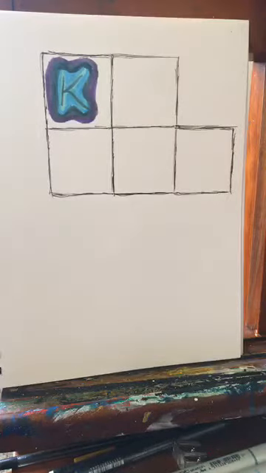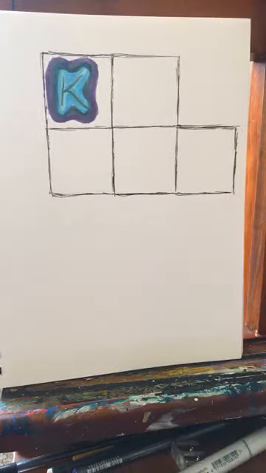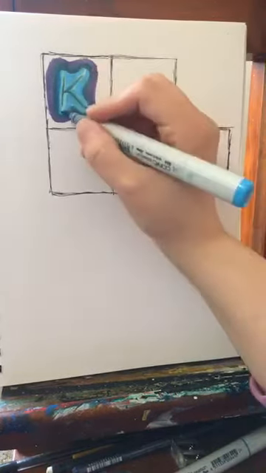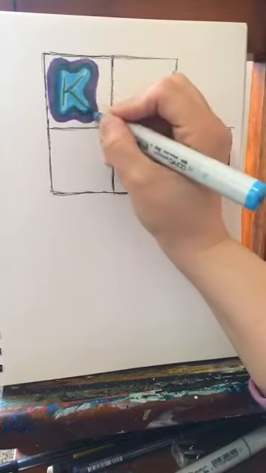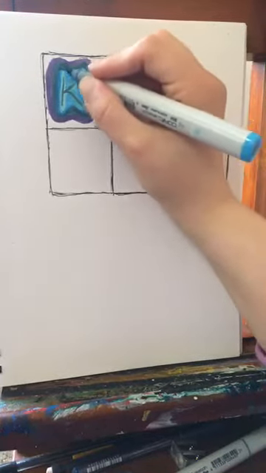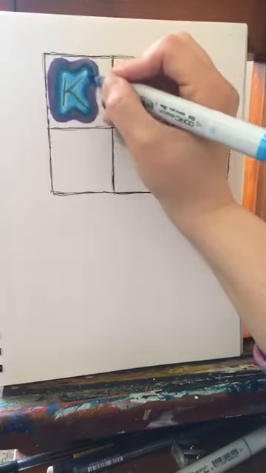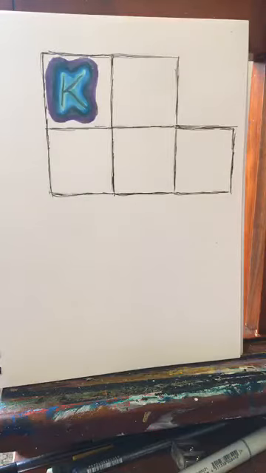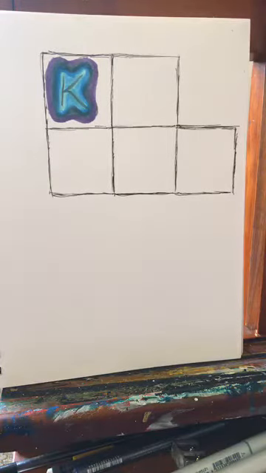There you go. Let's try. I'm going to go back in with the blue, just because I want to see that darker bluish green color didn't turn out the way I wanted it to. So I'm going to go back in and around. There you go. That's actually kind of looking a little bit cool.